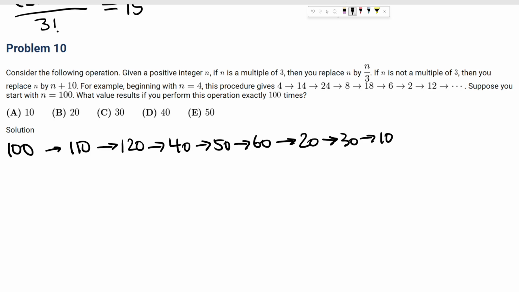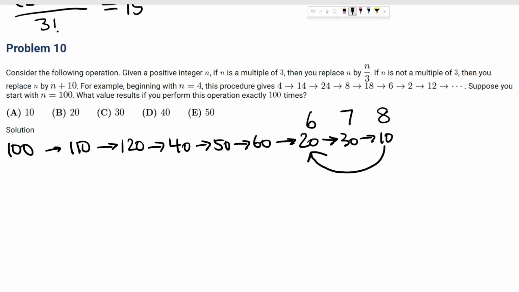Now we can divide again. And now you'll note that when we add 10 to 10, we get 20 again, which means now we're stuck in a loop. So if we apply it once, we get here, 2 times, 3 times, 4 times, 5 times. So if we apply it 6 times, we get to 20. If we apply it 7 times, we get to 30. If we apply it 8 times, we get to 10.